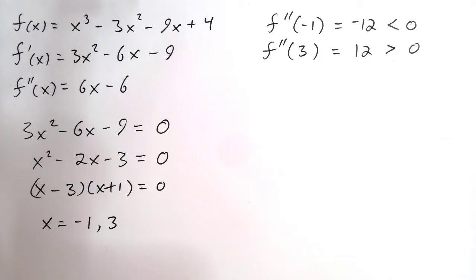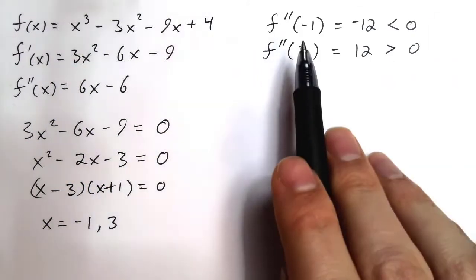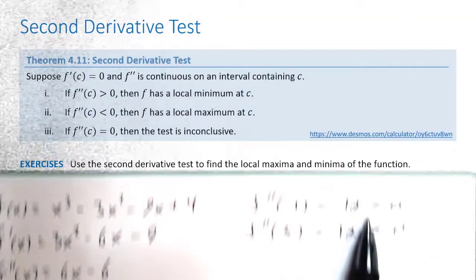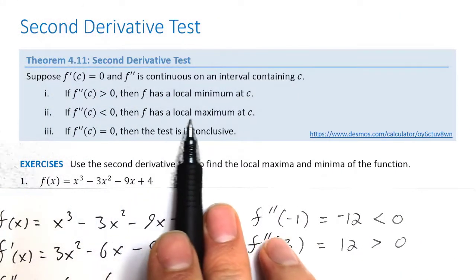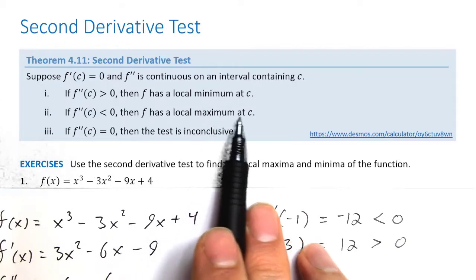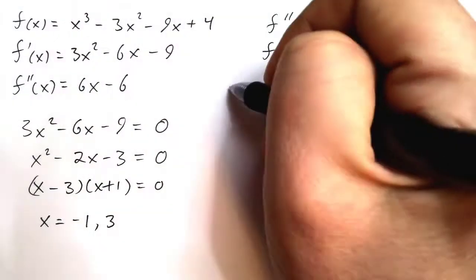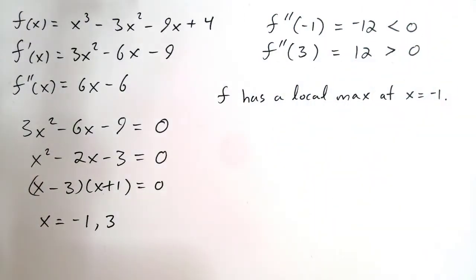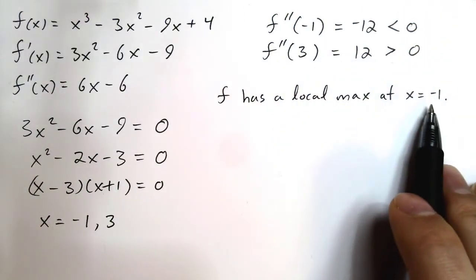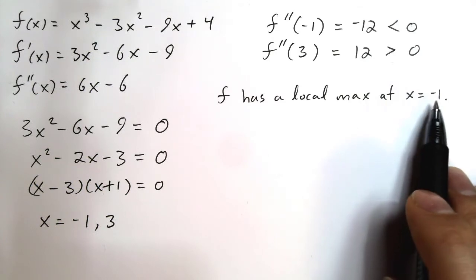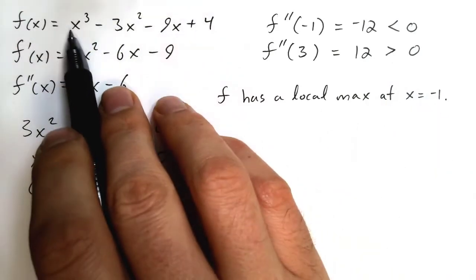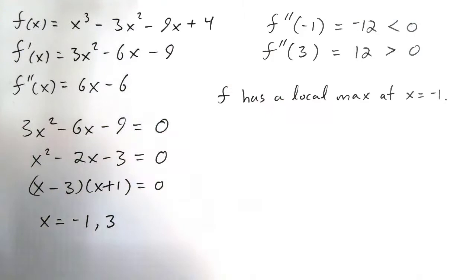We now see that at -1, the second derivative is negative, and therefore the function has a local maximum at that number, at -1. And if we wanted to know what the value was at that number, you could plug -1 into the function and compute it. And when you do that, you see you get 9 as the answer.